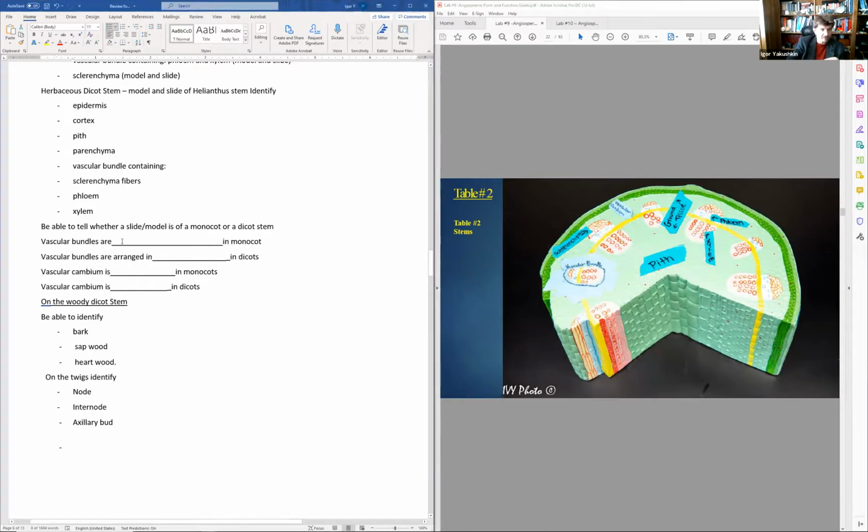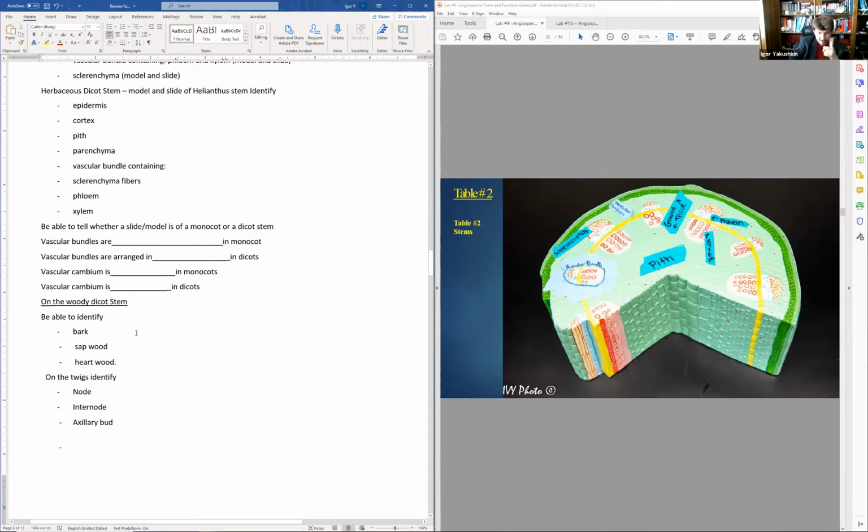So vascular bundles are spread out in the monocots. Vascular bundles are arranged in a ring in the dicots. Vascular cambium is absent in the monocots. Vascular cambium is present in the dicots. That's the reason why it can grow thicker, the lateral meristem, right?